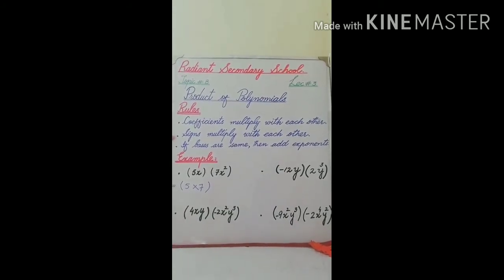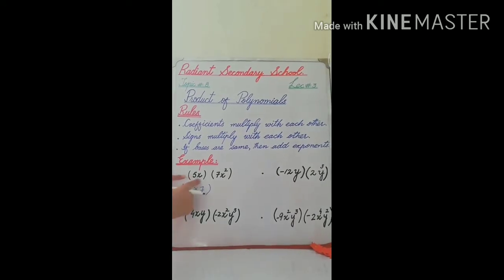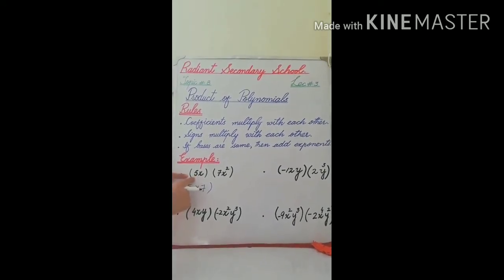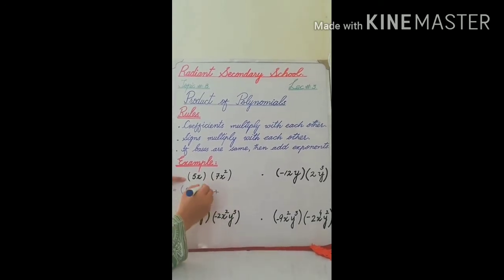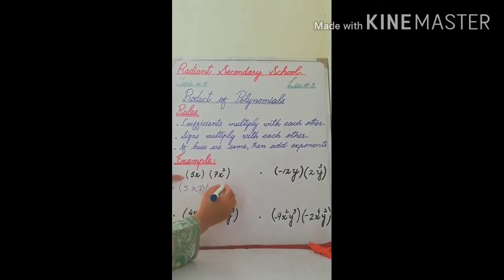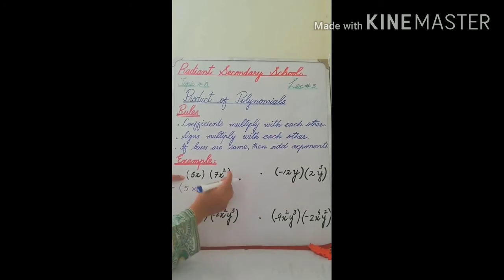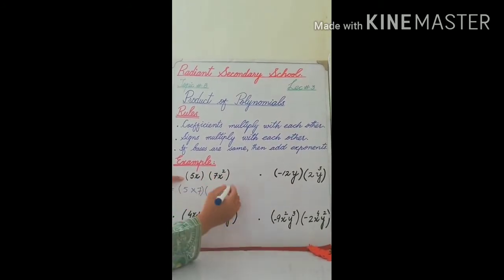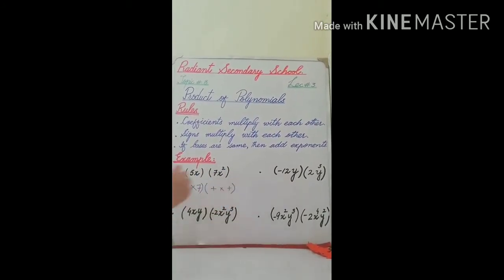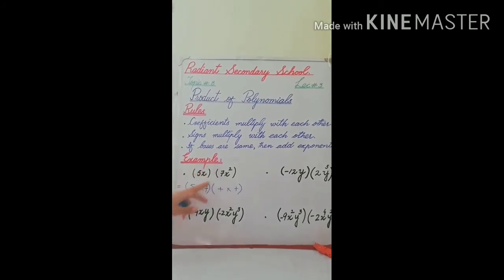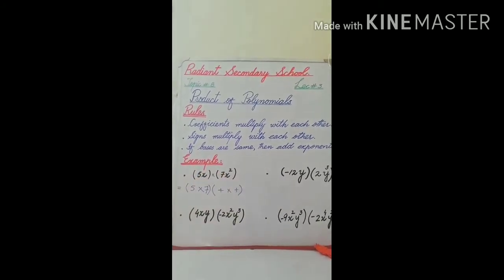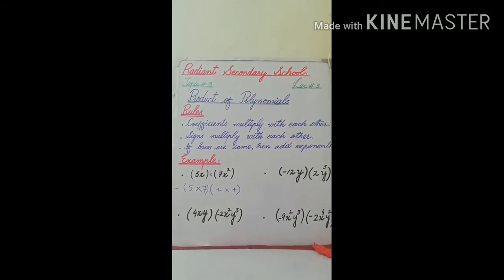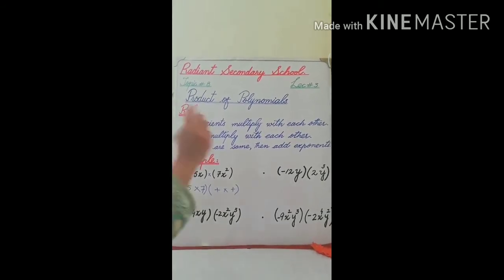Now the second rule, signs multiply with each other. What is the sign of first bracket? That is plus. We have to multiply plus with this bracket sign, that is again plus. Students, we know very well if there is no sign between brackets then multiply sign comes. Okay, this is the basic concept, you should know about it.